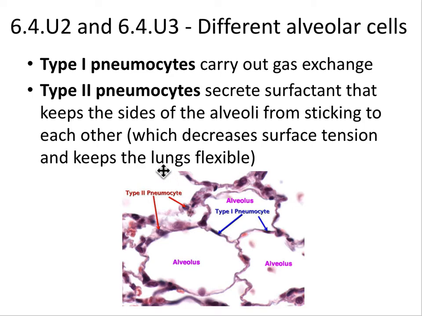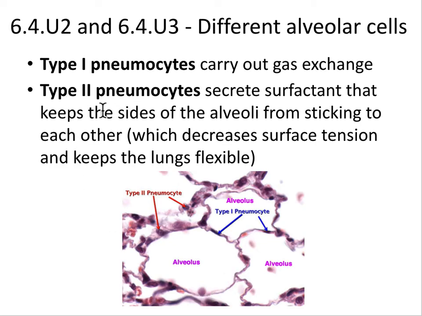There are two types of cells in the alveoli. There are the type 1 pneumocytes, which carry out gas exchange. If you look in this picture, they're on the edges of the alveoli, where the capillaries are wrapped around, and they're where the gas will enter or leave through those little cells. So it's pointing them out in this picture. They're right on the edges of the alveoli sacs.